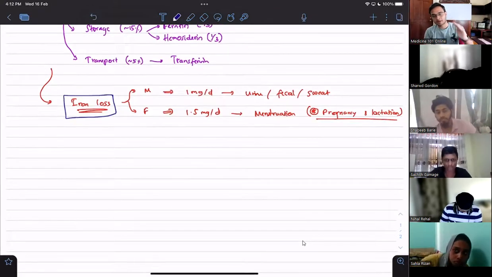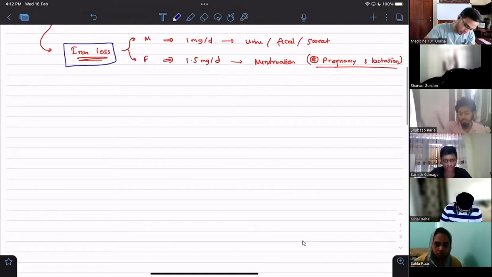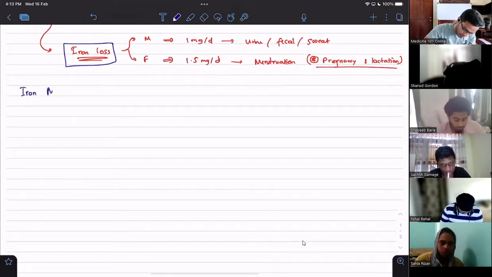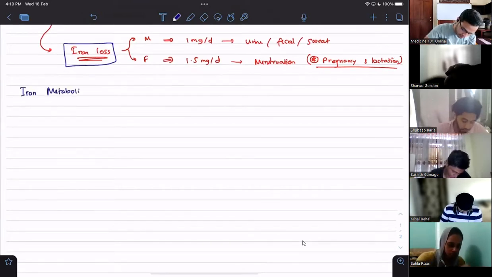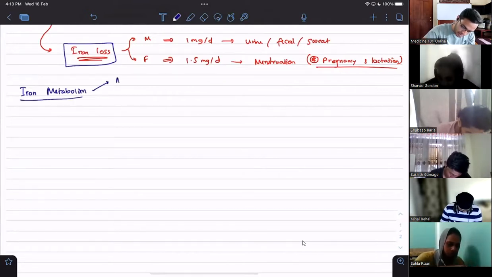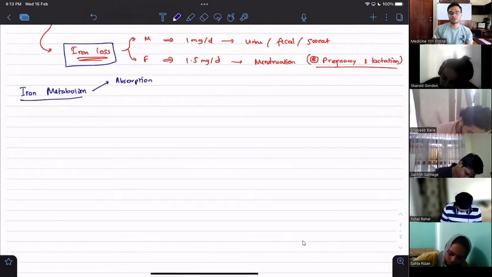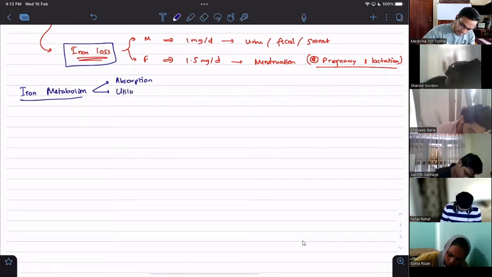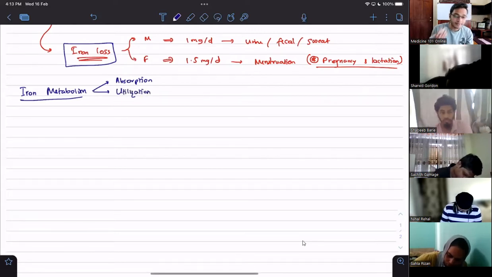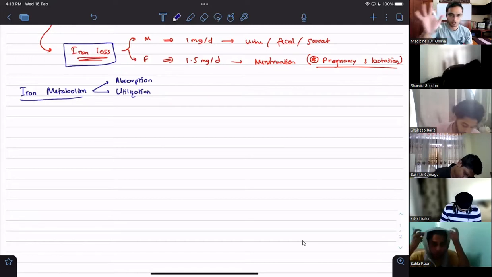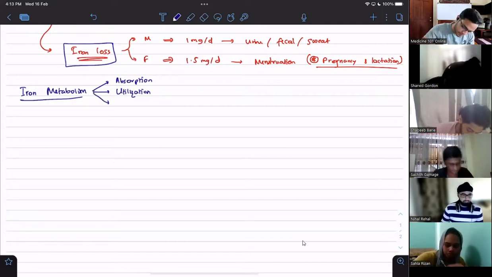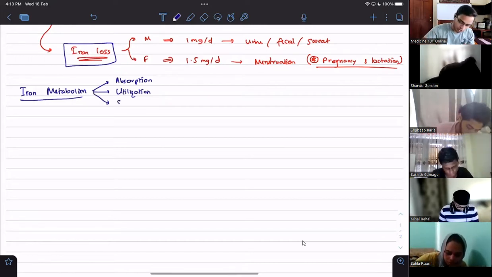Let's start the metabolism from there itself. So you all can put the big topic, iron metabolism, right? We are going to break down this metabolism, guys, into 3 parts. Absorption from the gastrointestinal tract, right? And then we are going to talk about utilization. This is basically our hemoglobin synthesis. We are not going to go into too much depth, but we'll discuss a little bit there. And then we're going to talk about the storage as well.